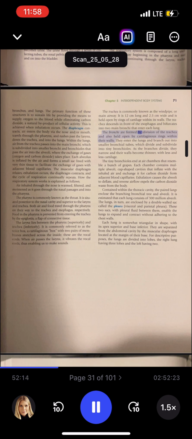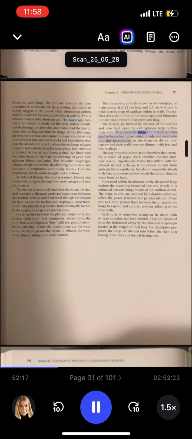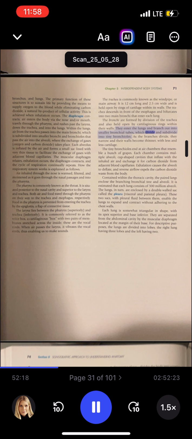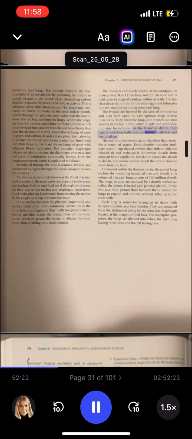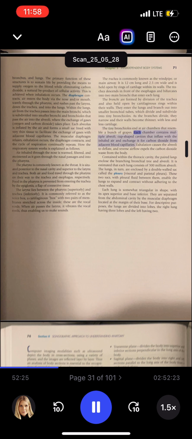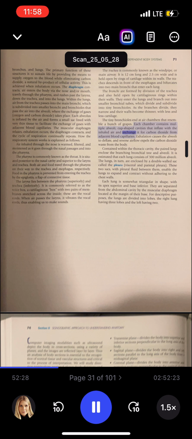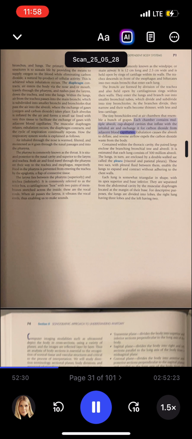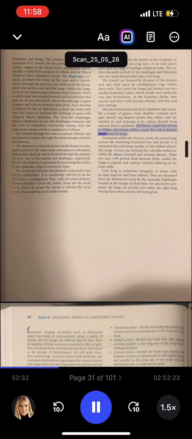The bronchi are formed by division of the trachea and also held open by cartilaginous rings within their walls. They enter the lungs and branch out into smaller bronchial tubes, which divide and subdivide into tiny bronchioles. As the branches divide, they narrow and their walls become thinner, with less and less cartilage. The tiny bronchioles end at air chambers that resemble a bunch of grapes. Each chamber contains multiple alveoli, cup-shaped cavities that inflate with the inhaled air and exchange it for carbon dioxide from adjacent blood capillaries. Exhalation causes the alveoli to deflate, and reverse airflow expels the carbon dioxide waste from the body.